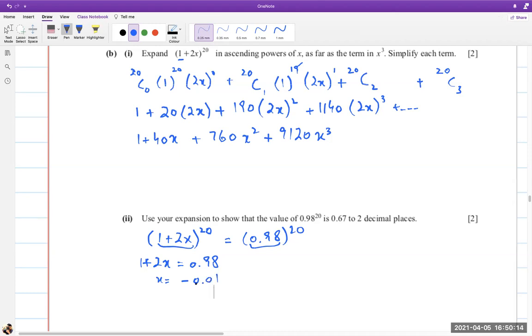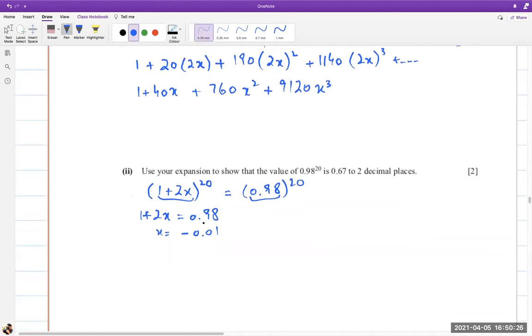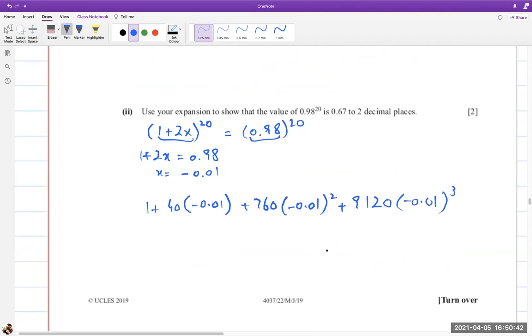Can you confirm if that's it? 0.98 minus 1 is 0.02 divided by 2 is 0.01. Yes. So now my x is given. I can just apply that there. So 1 plus 40 into minus 0.01 plus 760 into minus 0.01 squared plus 9120 into minus 0.01 cube, and you plug it in a calculator, and you will get that this should be equal to 0.67 to 2 decimal places.